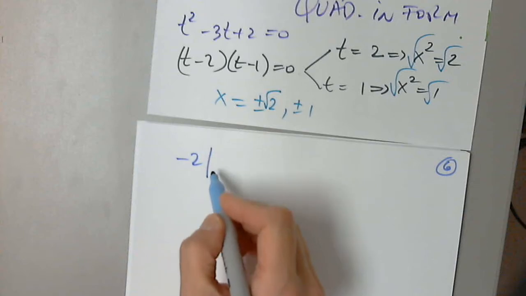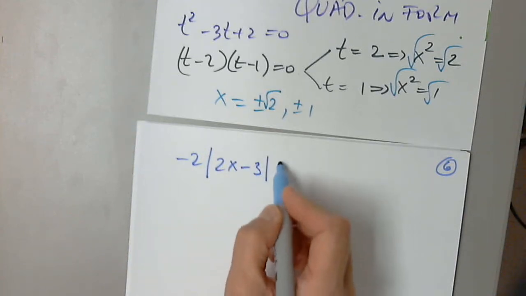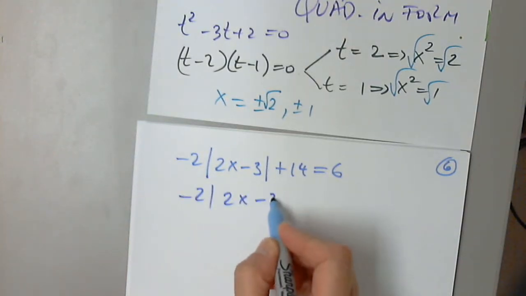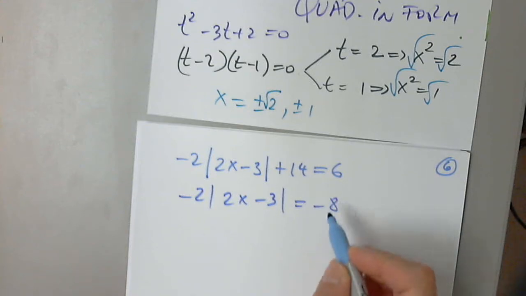So we have negative 2, the absolute value of 2x minus 3, plus 14 equals 6. We know that this is an absolute value equation, and anything can happen here, right? A lot of options. But of course it's not cleaned up, but now it will be, in a second.